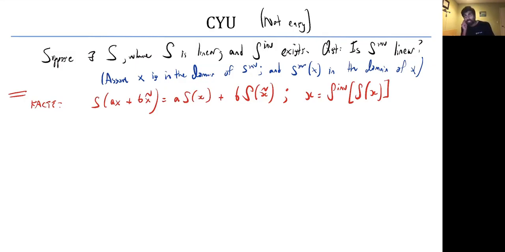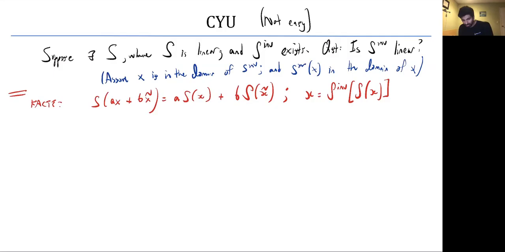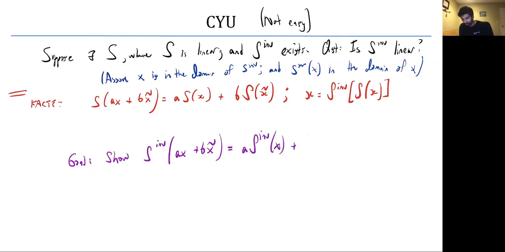And really what we're trying to do is show that S inverse itself is a linear system. Okay, so our goal, I'll just write it in purple because I'm going to erase it soon. Our goal is to show that S inverse of AX plus BX tilde equals AS inverse of X plus BS inverse of X tilde. Okay. It should be clear that this is our goal.